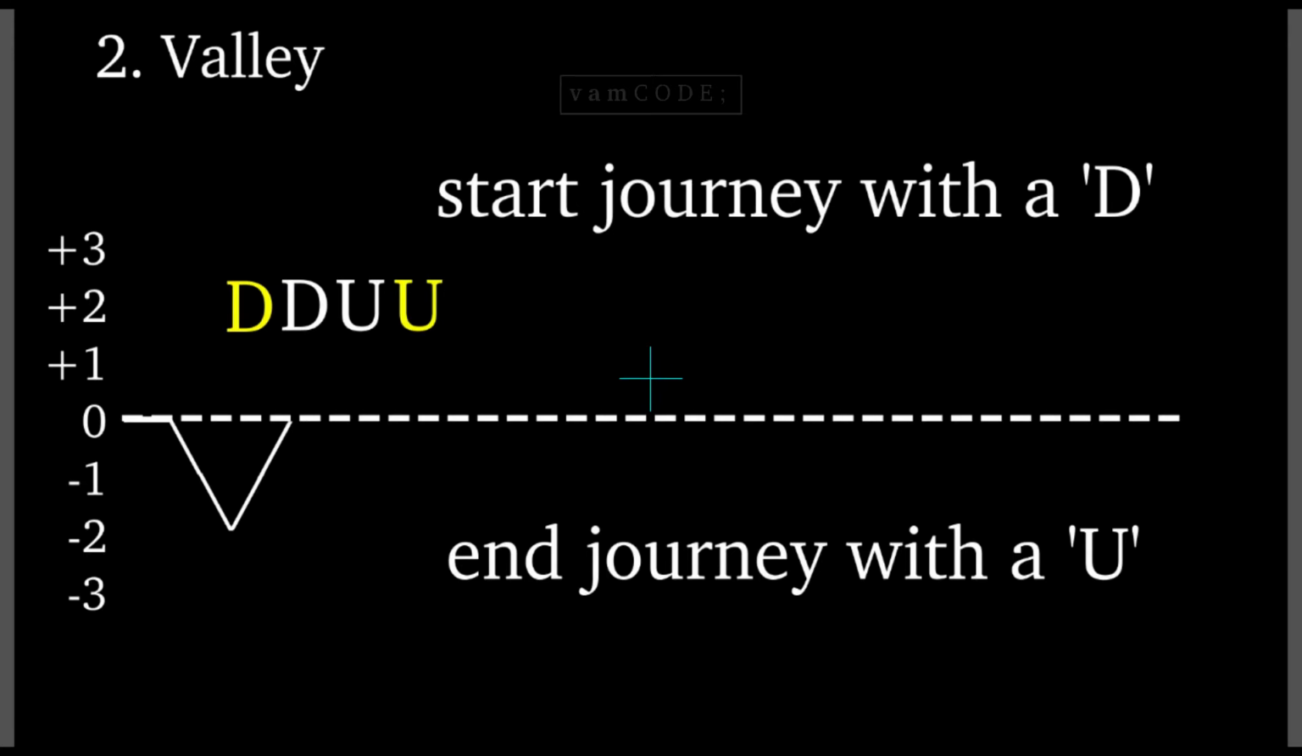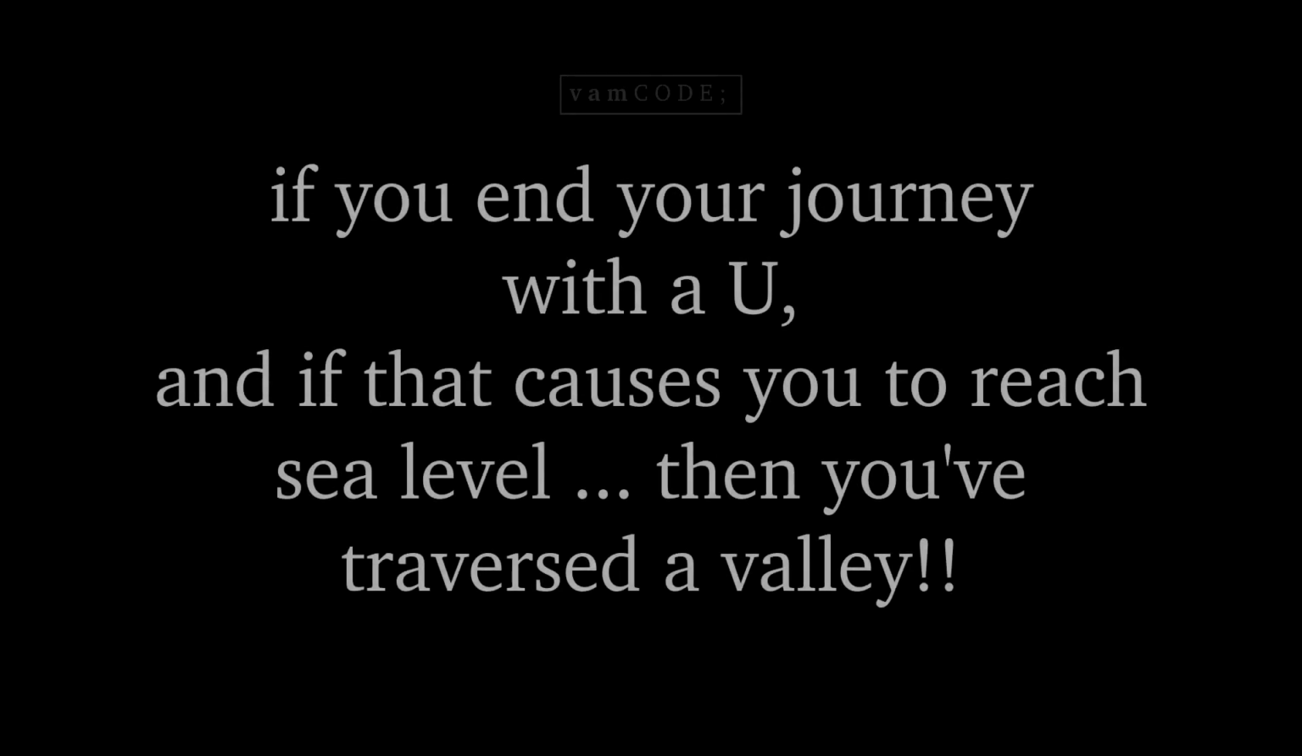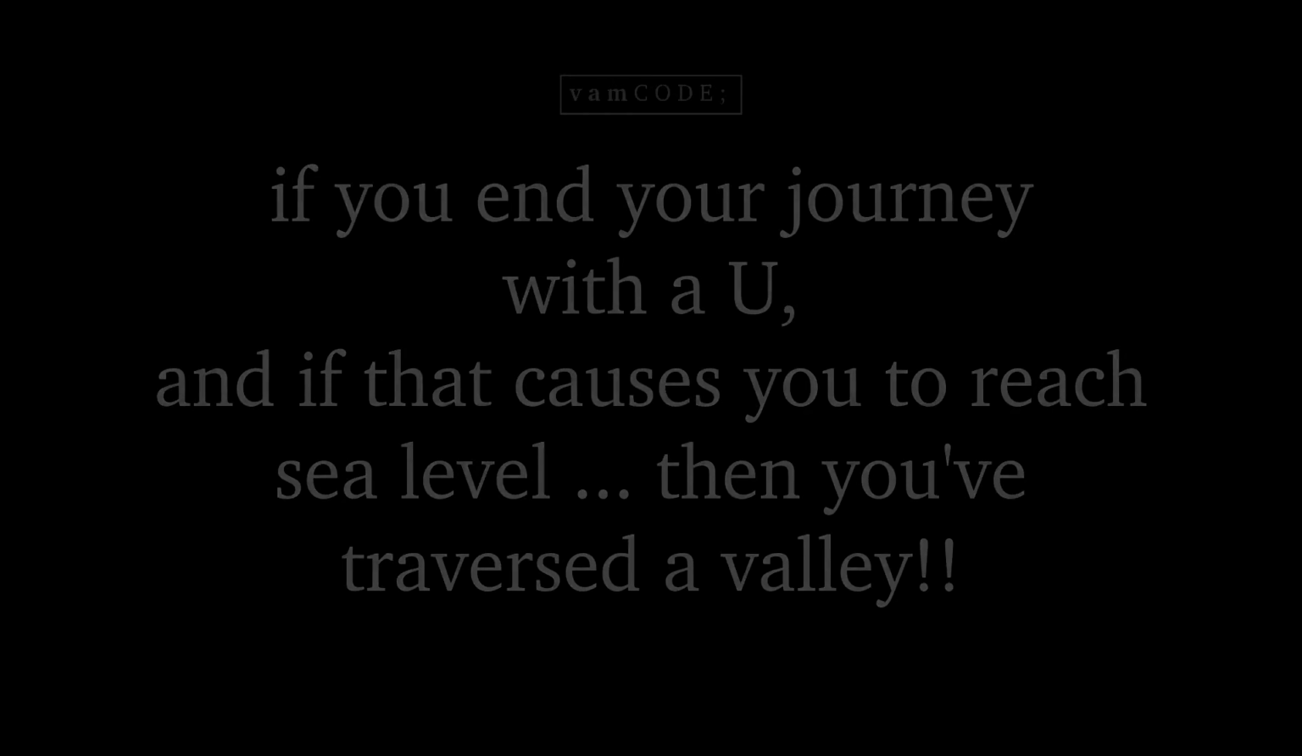Alright, so now we need to figure a way to determine if we are traversing a valley or not. If you look at the definition of the valley, it mentions that while traversing a valley, we always start with a D, which takes us below sea level, and ends with a U, which brings us back to sea level. If you inspect this more closely, it doesn't really matter how you start. As long as your last step is a U, and after this step, if you reach sea level, then it means that you've successfully traversed a valley. So taking that into consideration, let's finalize the logic part.